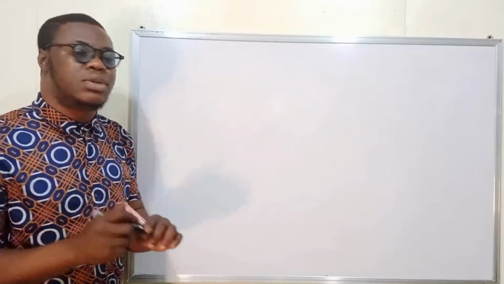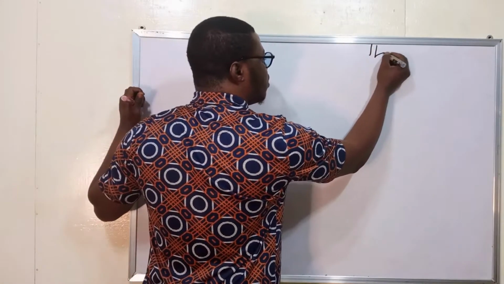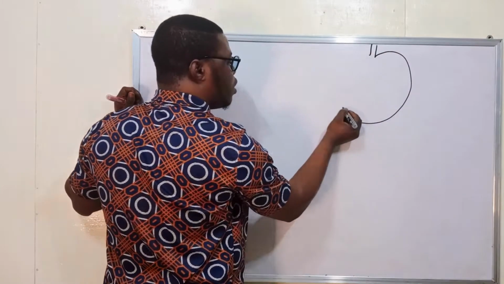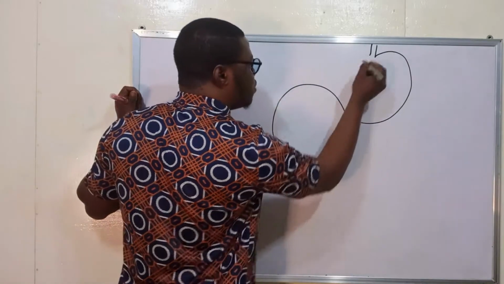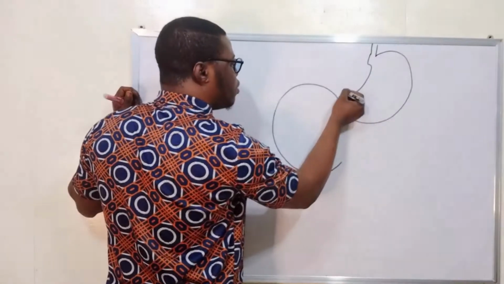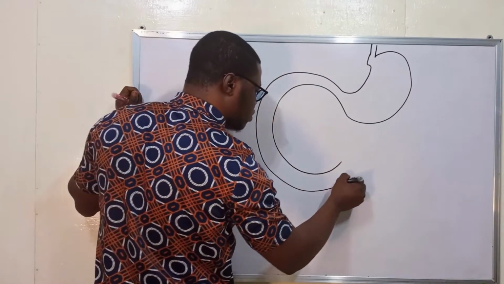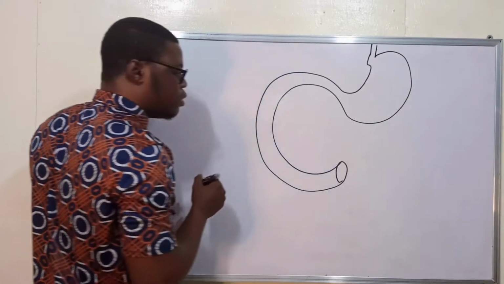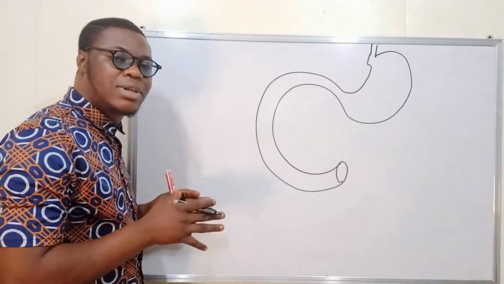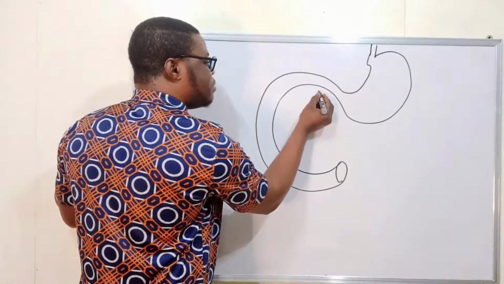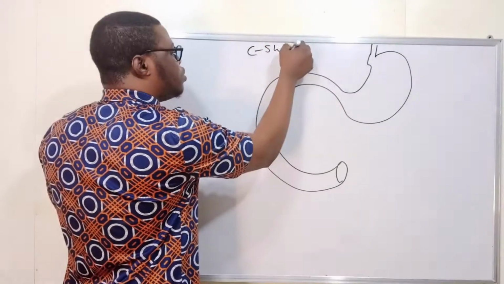Now, talking about the duodenum. You know that this is your stomach right here. And after that, you have the C-shaped duodenum. So this is the C-shaped duodenum. Now, this duodenum is about 25 centimeter long. We've talked about that. And then it is a C-shaped structure.